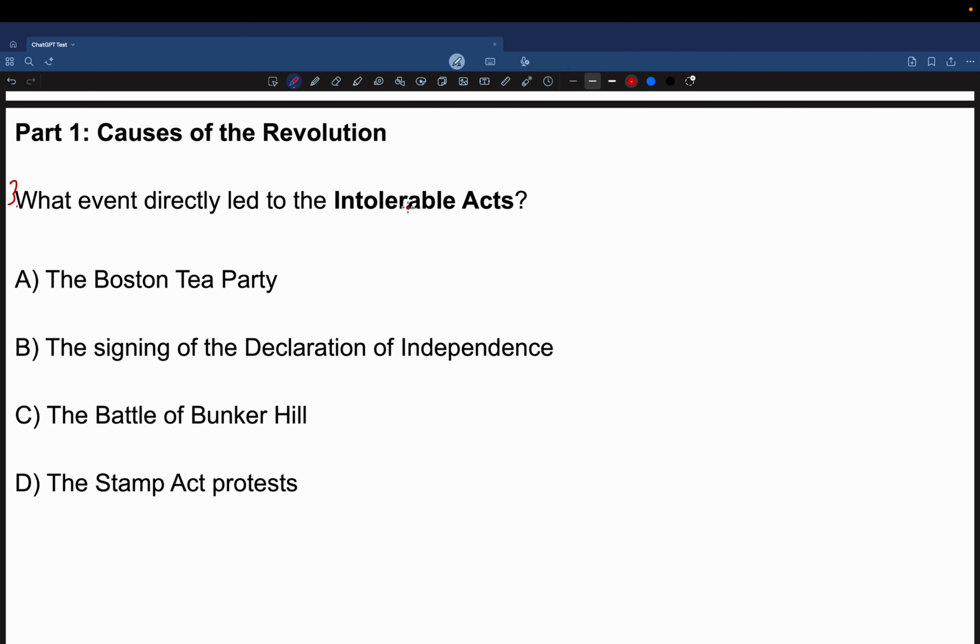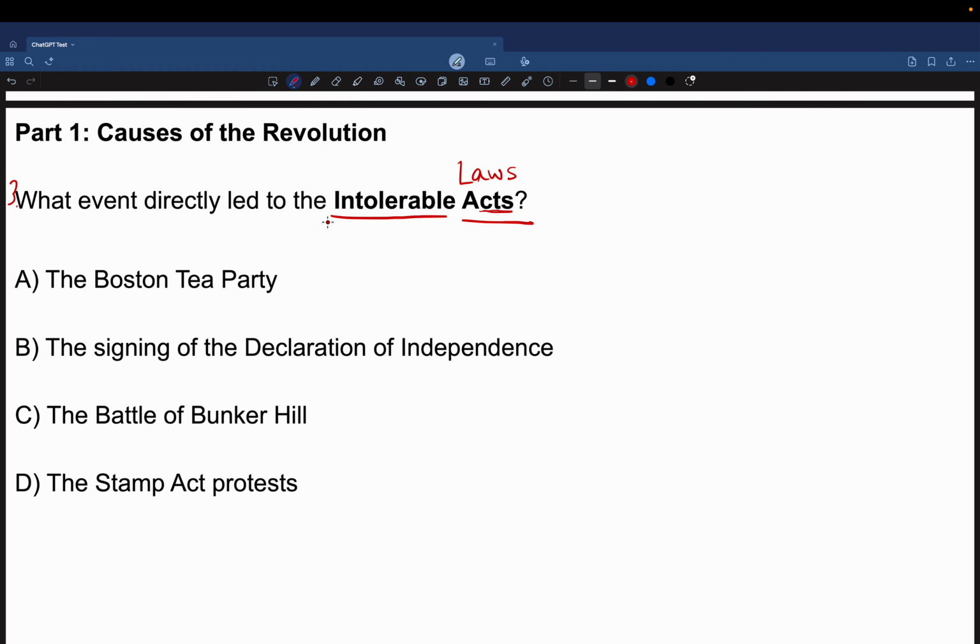So what event directly led to the intolerable acts? Intolerable acts. Okay, I know at this point in the American Revolution, acts are laws that Britain is passing against the American colonies, predominantly. Now, of course, Britain was passing laws for other parts of the colonies, but if you're in an American history class or you're a student in America, as far as you're concerned, they're only passing laws on the American colonies.